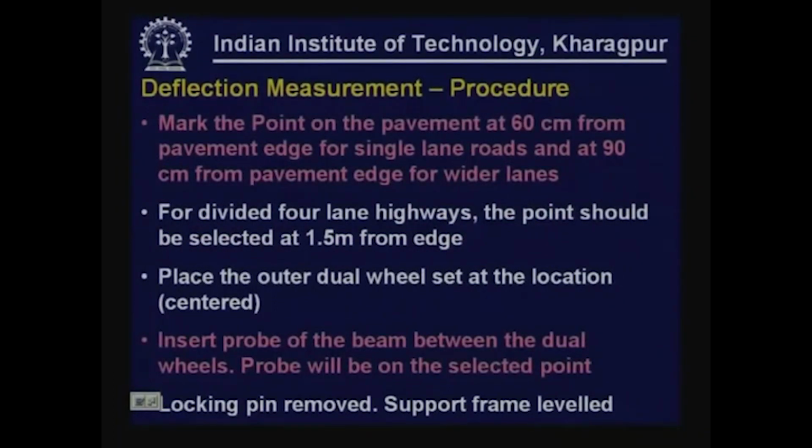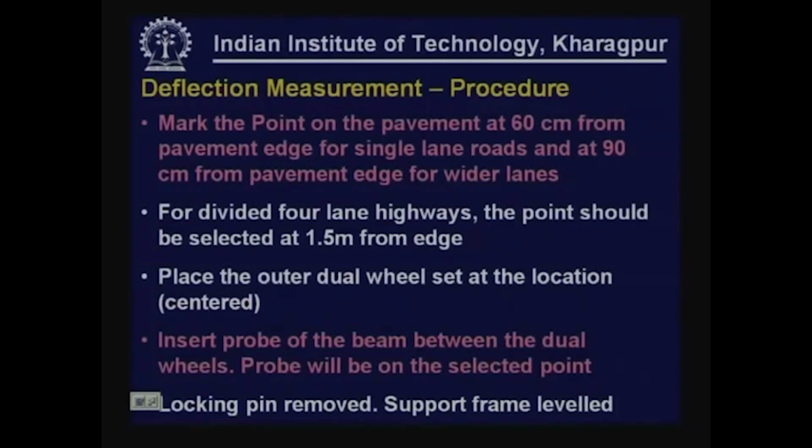The procedure that has to be followed for measuring deflections using the Benkelman beam is like this. First thing that we have to do is mark the point on the pavement surface. This has to be selected at a distance of 60 centimeters from the pavement edge as per the guidelines given in IRC 81. This is for single lane roads.